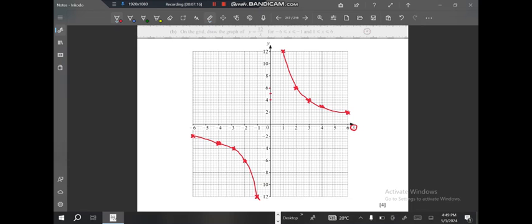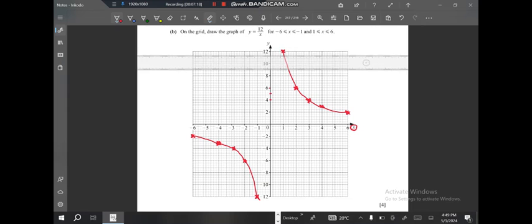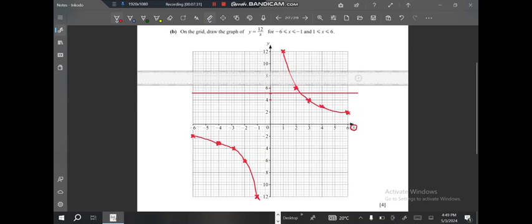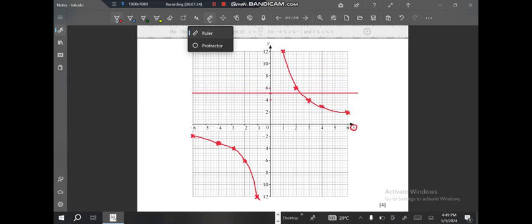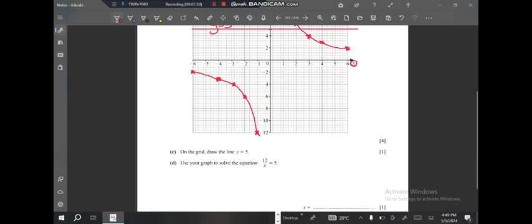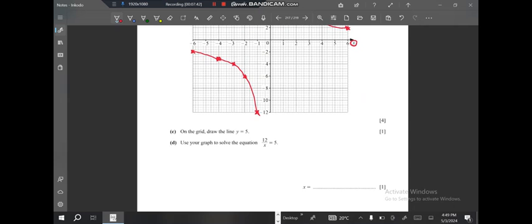So I'm going to use a ruler. It's almost there. All right, so this is y equal to 5. All right, done. Next question. Use the graph to solve the equation. This one. This is the equation. Guys, you need to be careful.